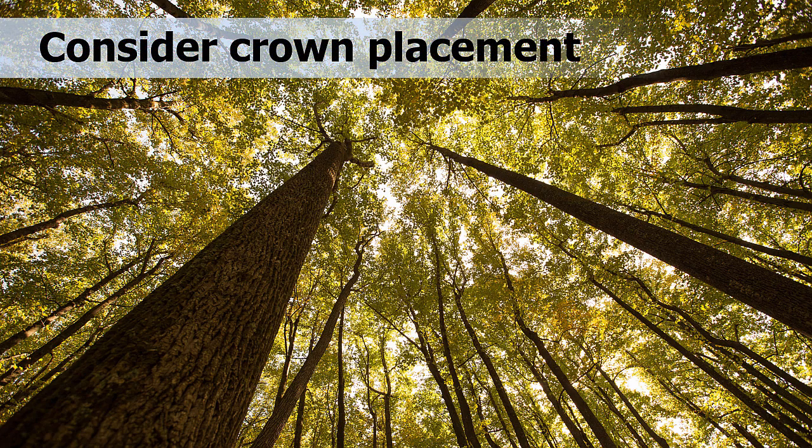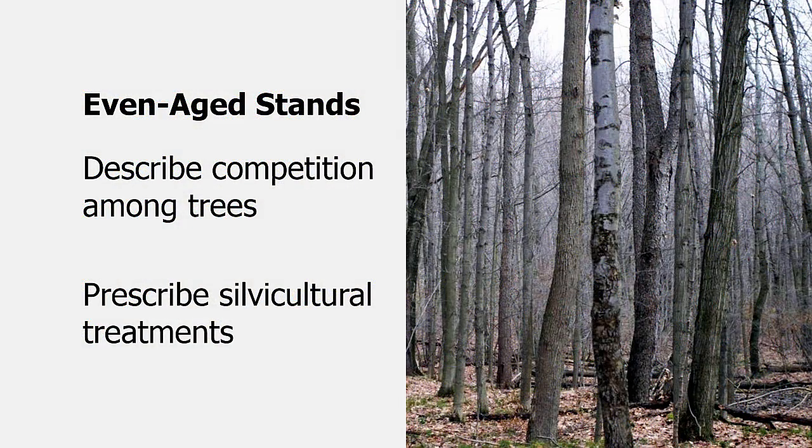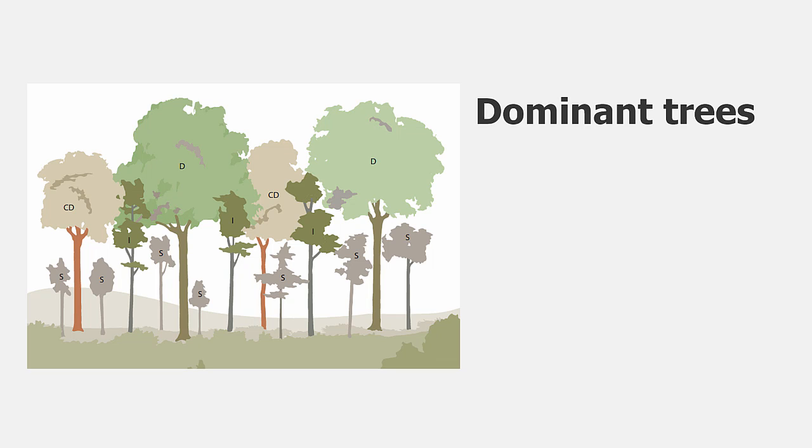To weed a stand in a way that takes into account the forest system is to consider crown placement. In even-age forest stands, crown placement is a useful way to both describe competition among trees and to prescribe silvicultural treatments. In this image, dominant trees, D, emerge above the general level of the canopy. Looking up, their crowns are often round and receive light from above and from the side.